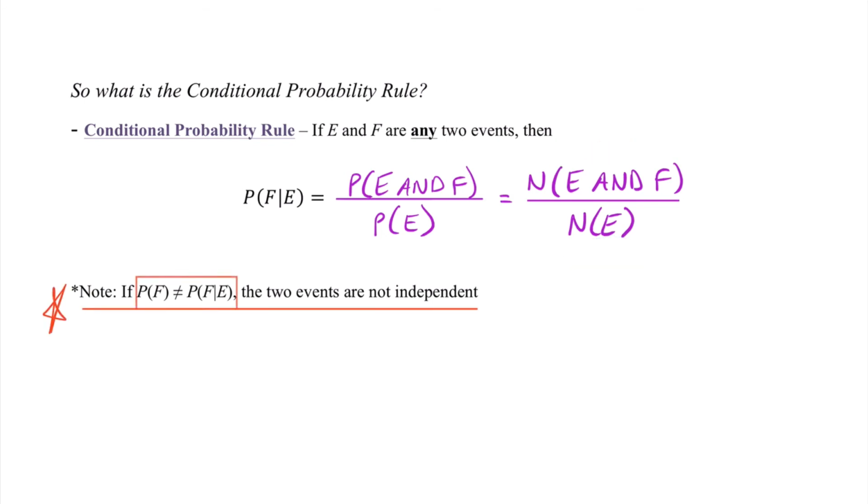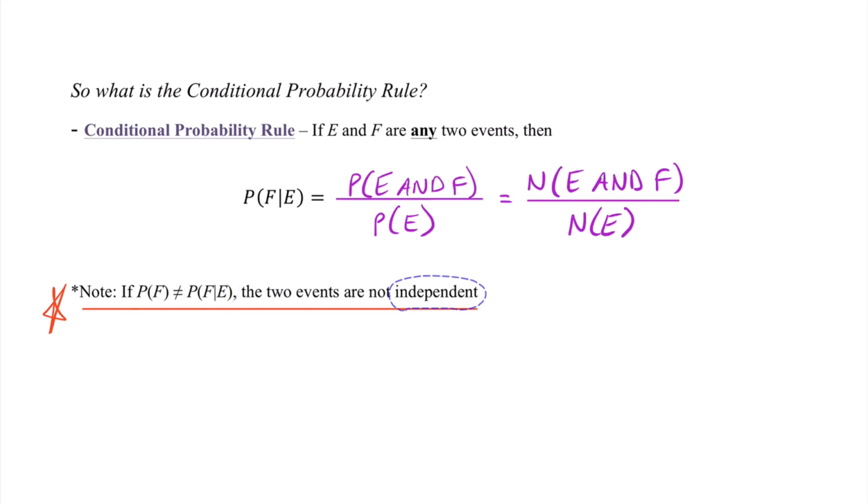If that's okay, let's take note of a big deal over here. If P of F is not equal to P of F given E, then the two events are not independent. This is a little bit tough to follow at the moment, but what we're saying is, if we found the probability of F occurring, and that's different than the probability of F occurring after E occurs, then they must not be independent based on the definition of independence.